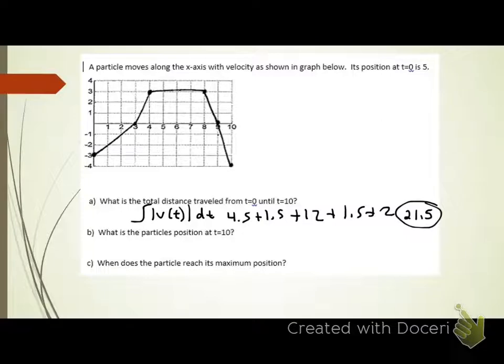So now, second part, B, what is the particle's position at 10? You got to start with its initial position. What was its initial position? 5, minus 4.5, plus all this, look up here, plus all this, so how about 3 plus 12 plus 1.5, minus 2? Does that look right? That gives me 13.5 units.